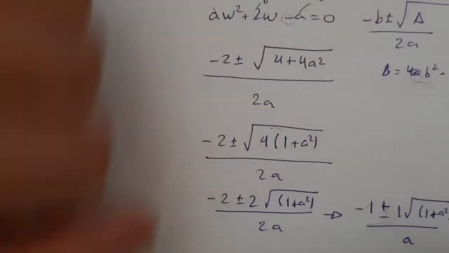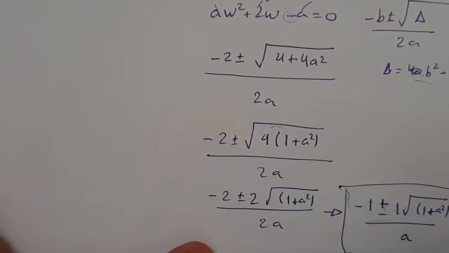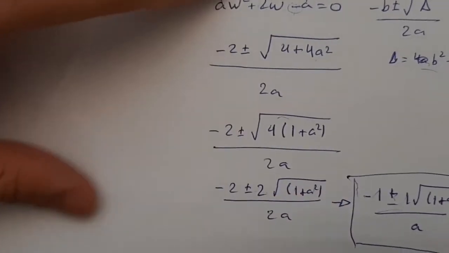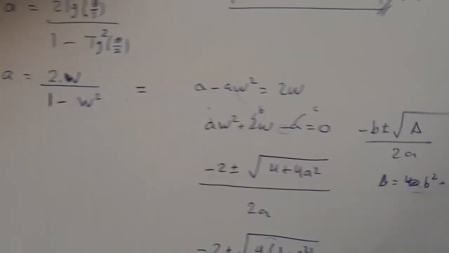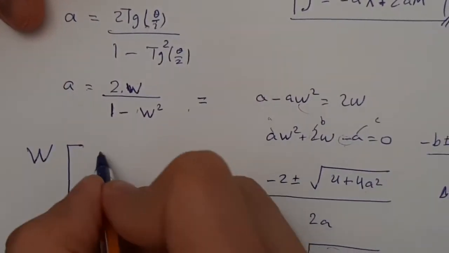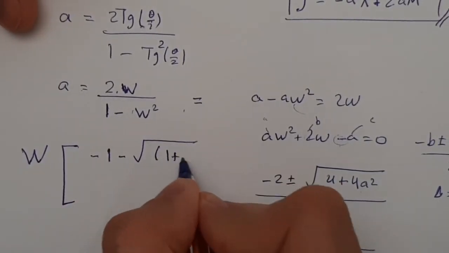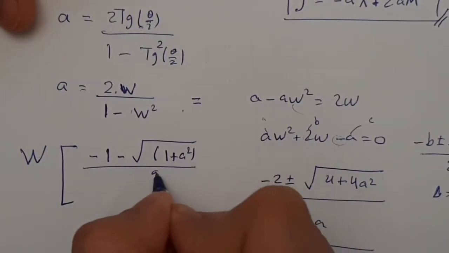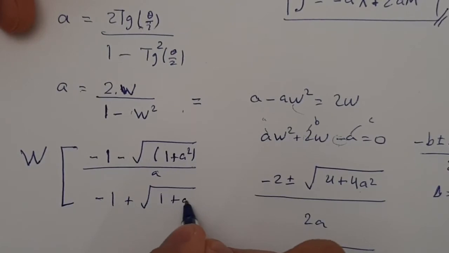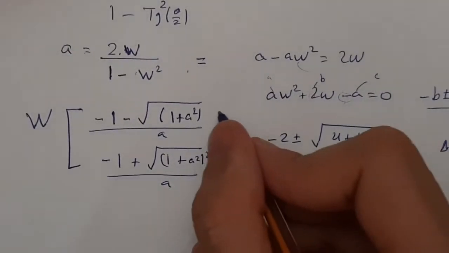Now here comes the question. We have two answers for w, right? Which one are you going to choose? Now notice, w can be both of these. It can be minus 1 minus the square root of 1 plus a squared divided by a, or minus 1 plus the square root of 1 plus a squared divided by a. Which one are you going to choose?